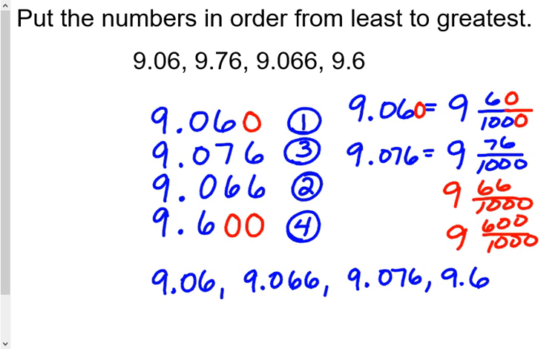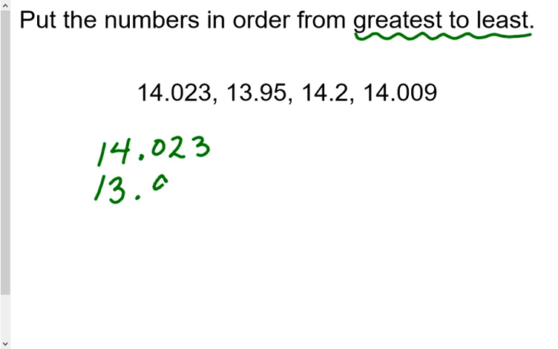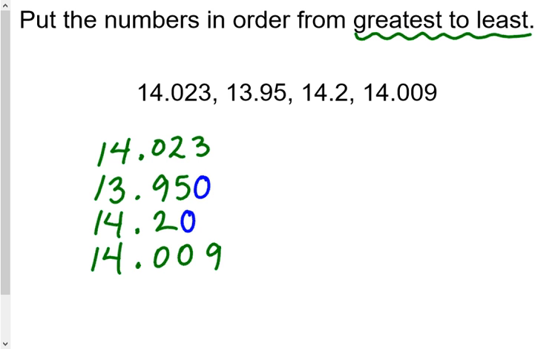All right, let's look at another example. This time we want to put our numbers in order, and it's really important to pay attention to this: greatest to least this time. So we have 14 and 23 thousandths, then 13 and 95 hundredths, 14 and 2 tenths, 14 and 9 thousandths. I'm going to need 3 places after the decimal for all of them because that's the most any of them have. So I'm going to annex a 0 here, and I'm going to annex 2 zeros here.